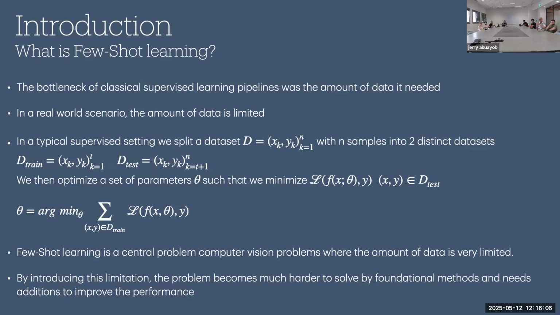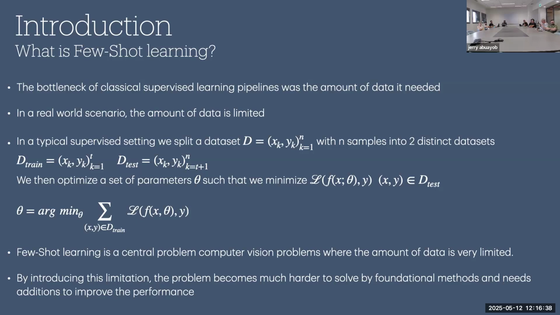So first of all, we're going to talk about the settings of few-shot and what is actually few-shot learning. The bottleneck of classical supervised learning pipelines was the amount of data it needed. If we take, for example, ImageNet, which is the basis for all classification tasks, it has a lot of data and a lot of classes. But in a real-world scenario, the amount of data is really limited, and that's not the ideal setting.